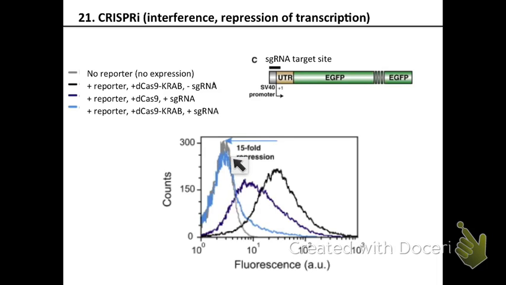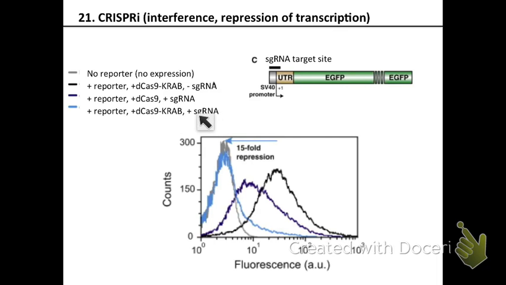All right, so next they say, let's see, if we put in our reporter, now this time actually putting the GFP gene with the reporter, and then we also put in dCas9 that is fused to the KRAB domain, that's fused to the repressor.